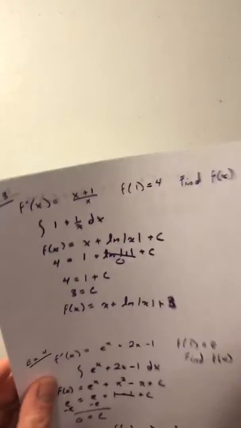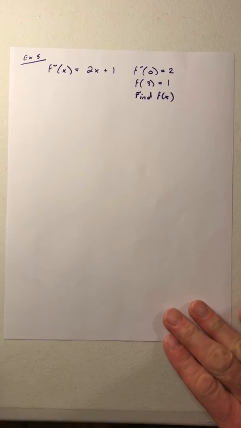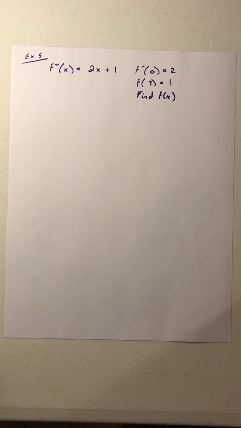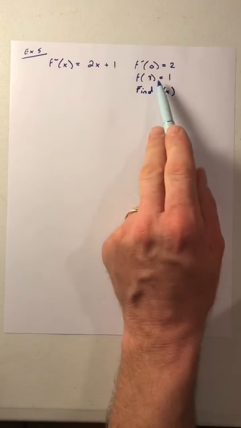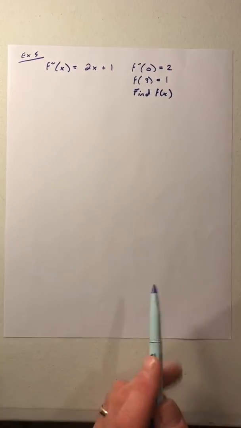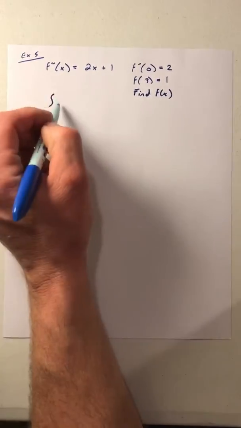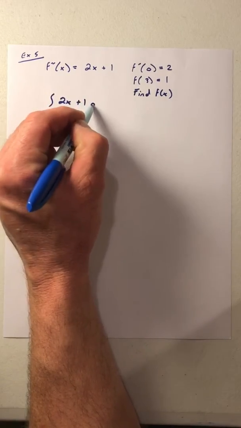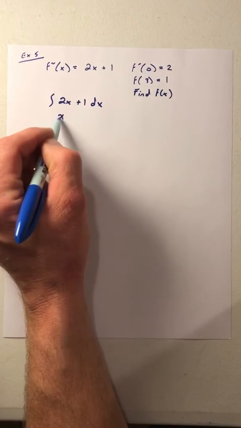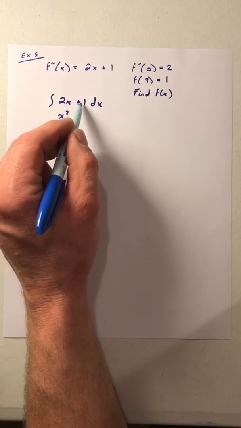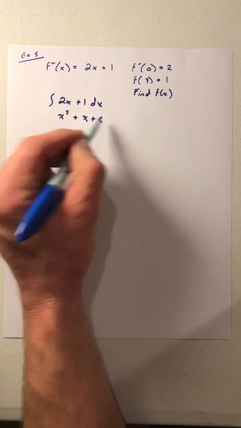In example 5, if I can get my papers to work here. There we go. In this one, we start with the second derivative. We give you information about the second derivative. In order to find the original function, we now have to be given something about the first derivative, which we do, and the original function. So given that, we can go ahead and integrate 2x plus 1 dx. Integration of 2x is x squared plus the integration of 1, which is x plus c.